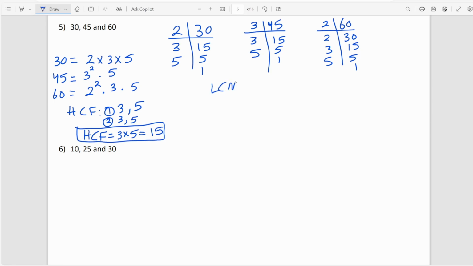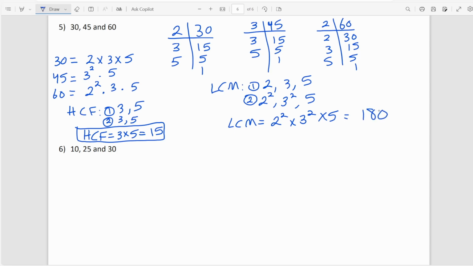And the LCM, firstly, we select all the numbers, so 2, 3, and 5. And we select the highest power for each of them. So we'll select 2 to the power of 2, 3 to the power of 2, and 5. So my LCM is going to be 2 to the power of 2 times 3 to the power of 2 times 5, which gives me, let's see, 180.